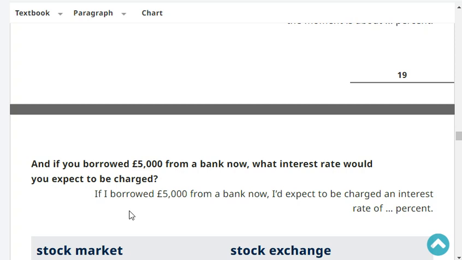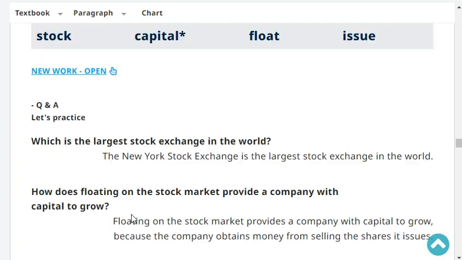And if you borrowed £5,000 from a bank now, what interest rate would you expect to be charged? If I borrowed 5,000 pounds from a bank now, I'd expect to be charged an interest rate of 7.5%. Very good.